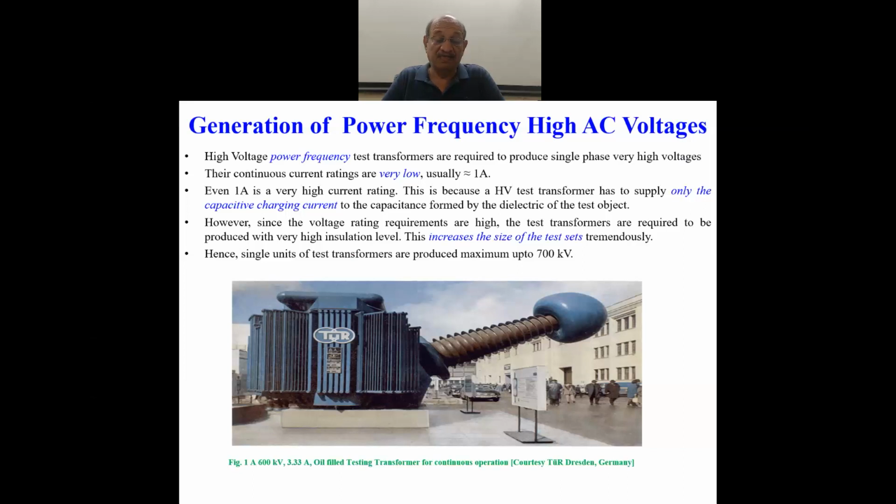However, since the voltage rating requirements are high, the test transformers are required to be produced with very high insulation level. And the whole volume, the size of the single unit test transformer, as you see it on this photograph, has increased because of the very high volume of insulation level needed to be provided.